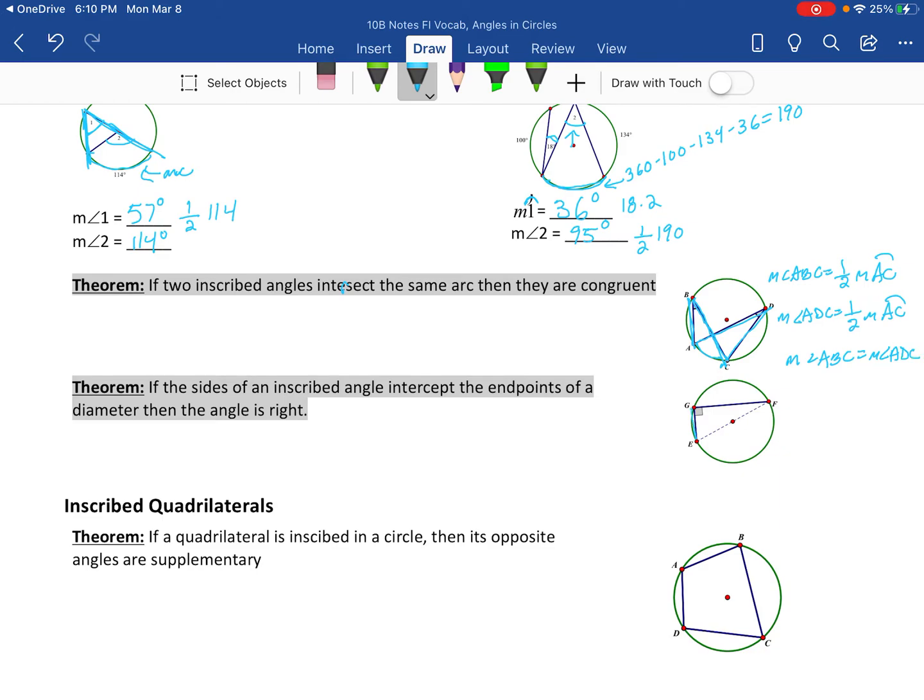We have another theorem, just something to look out for: any time an inscribed angle intersects the endpoints of a diameter, then the angle has to be 90 degrees.